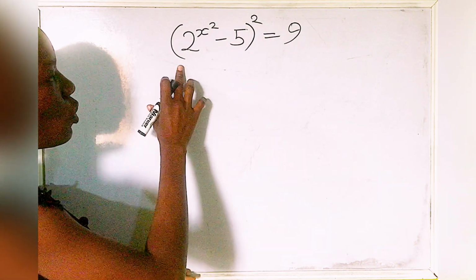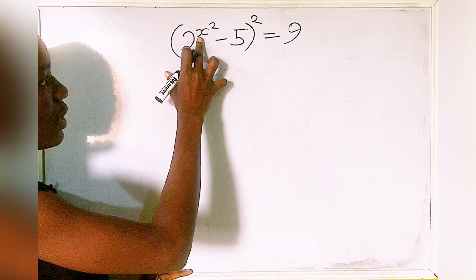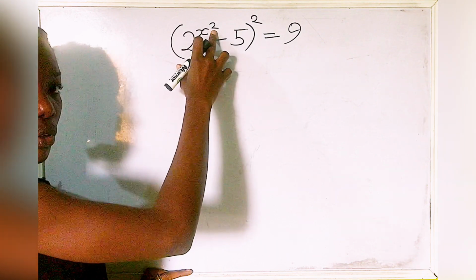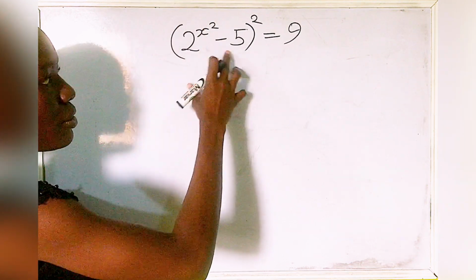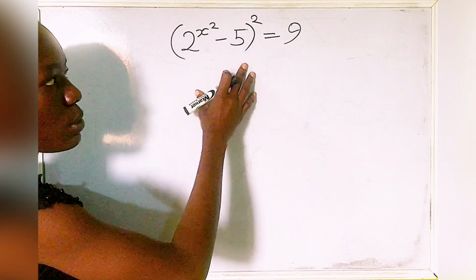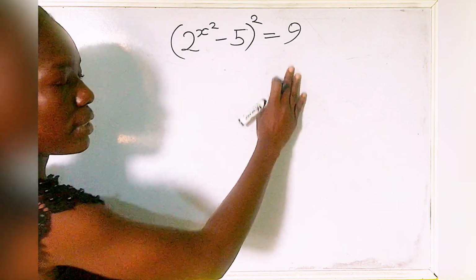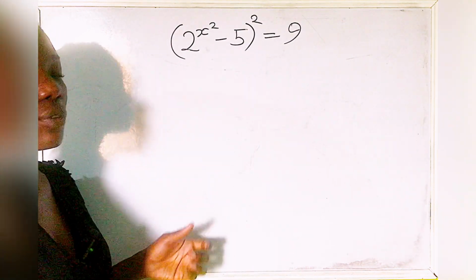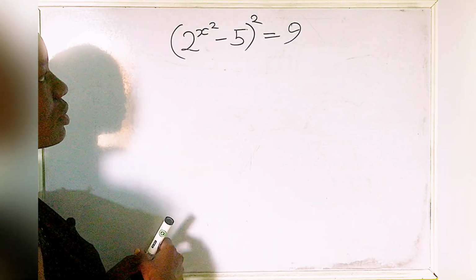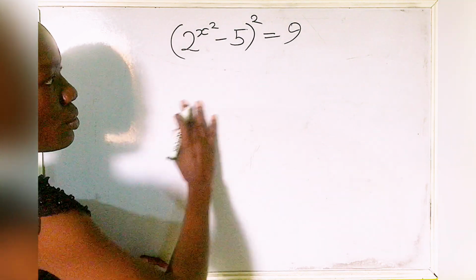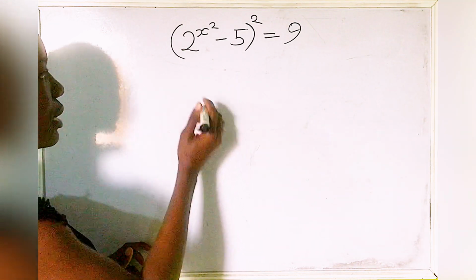We have open bracket 2 to the power of x squared minus 5 close bracket, all to the power of x, is equal to 9. And we are asked to find the value of x. What we have to do here is to take the square root of both sides.